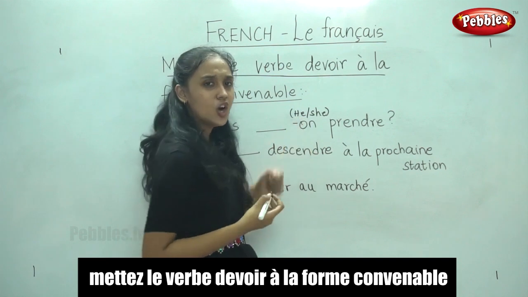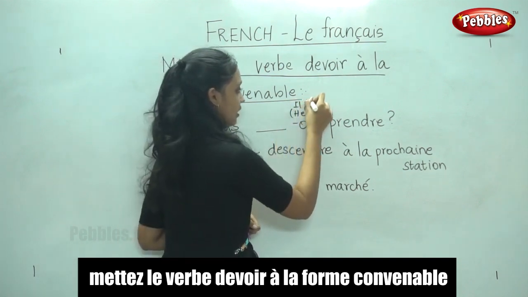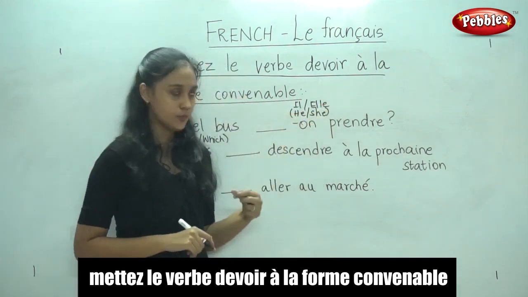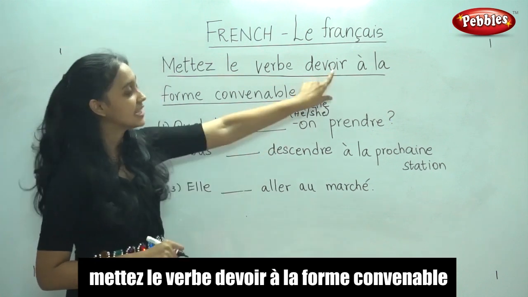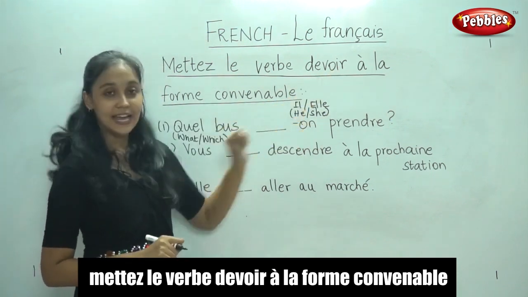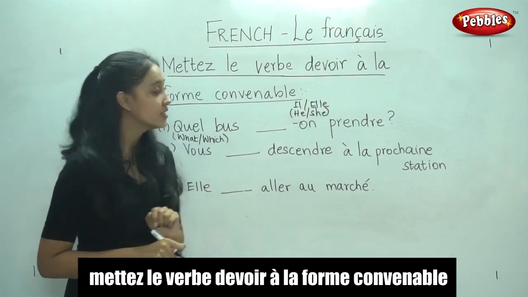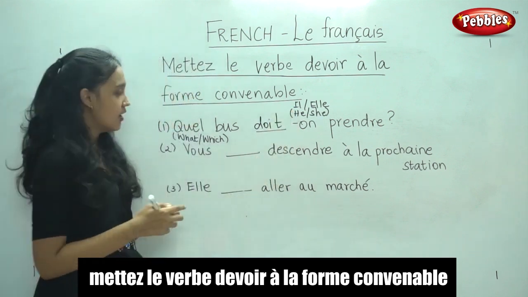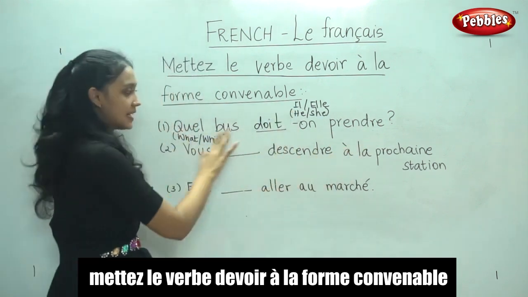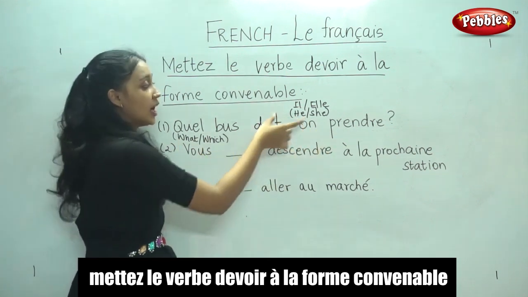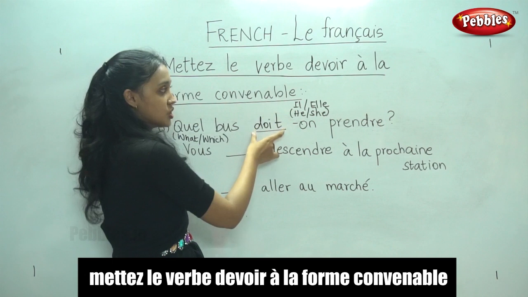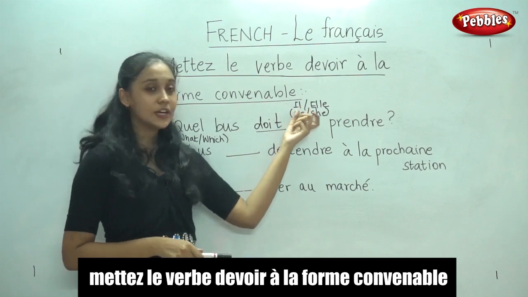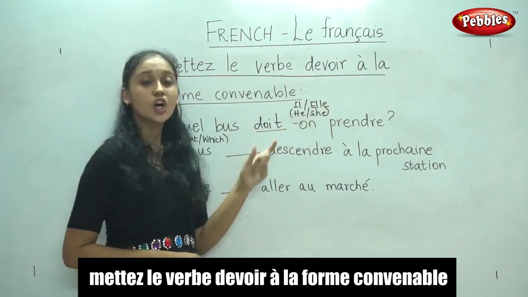So what do we say for he or she in French? It is il or elle. So now we have found the subject pronoun. Now what is the verb we need to fill? It is devoir. So for il or elle, what is the conjugation for devoir? It is doit. So first we read the sentence. We read the sentence fully and we found in which subject pronoun we have to conjugate devoir. So we found it to be il or elle. And for il or elle, the conjugation is doit.